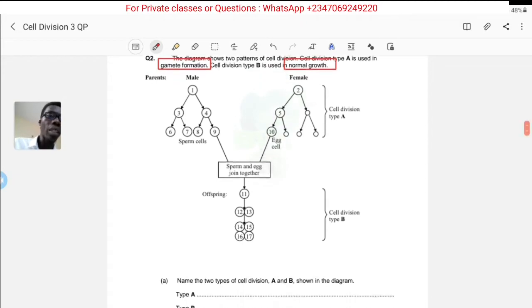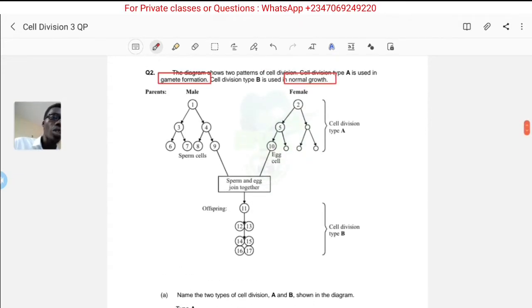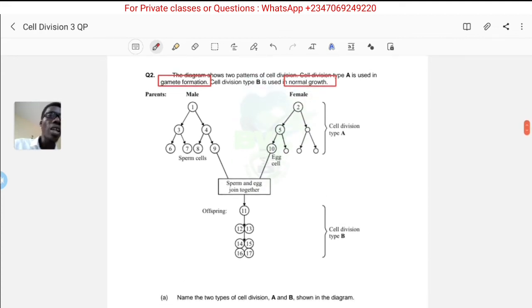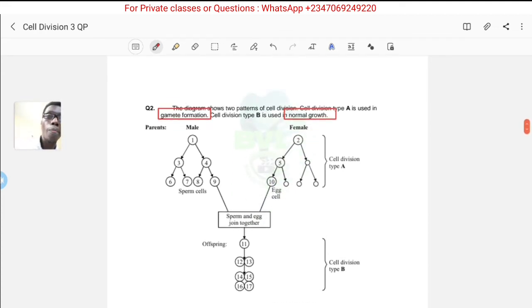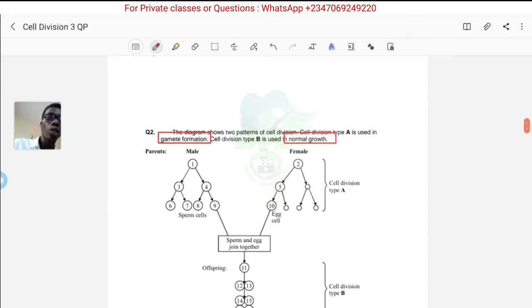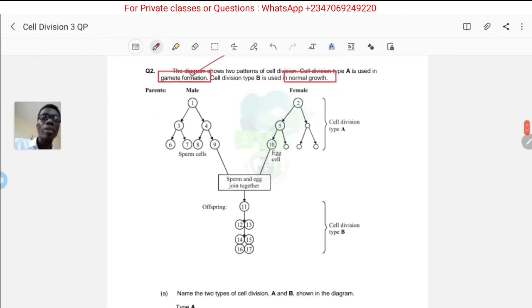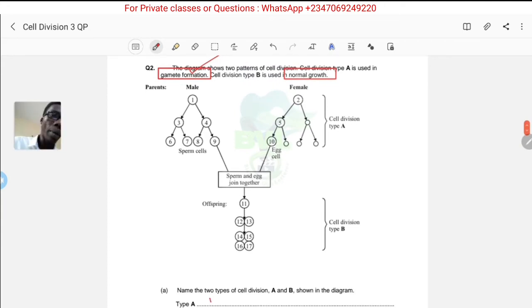Okay, I think I know what's happening here. Name the type of cell division A and B shown in the diagram. For A, even if it was not shown, this should help you out: gamete. The only type of cell division gametes use is meiosis. So your answer is meiosis.